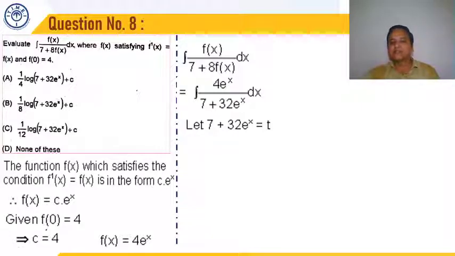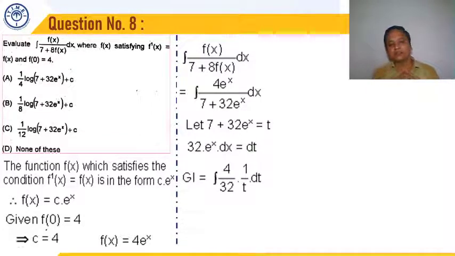So the denominator simplifies. Now differentiating this result, we get 32 e to the power x dx as dt. So in the numerator, e to the power x dx can be replaced by dt by 32. So it becomes 4 by 32 times 1 upon t into dt. Now 4 by 32 is 1 by 8. The integral becomes 1 by 8 times the integral of 1 by t dt, which is log t.